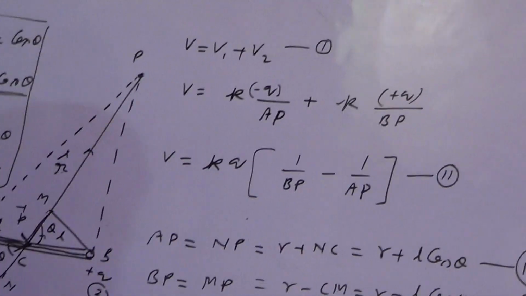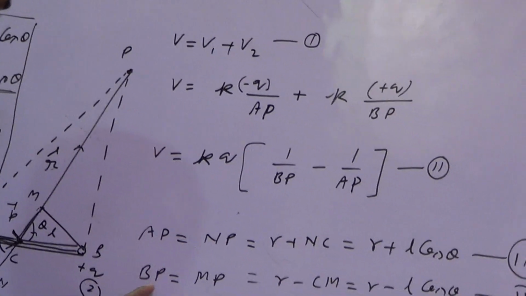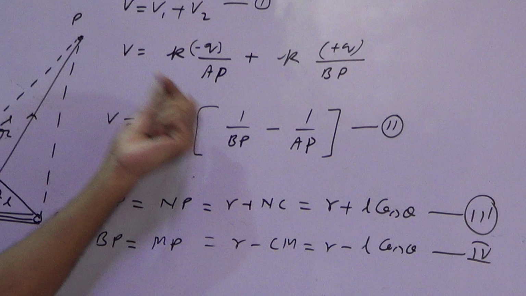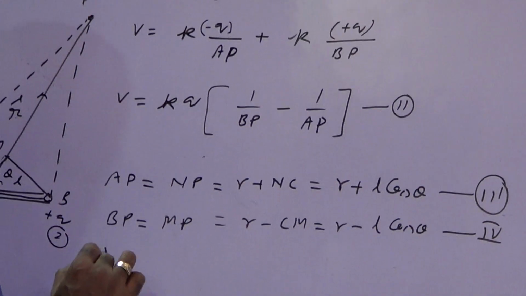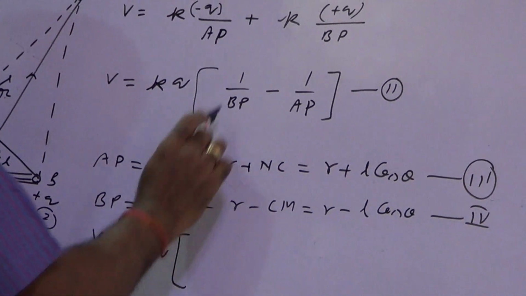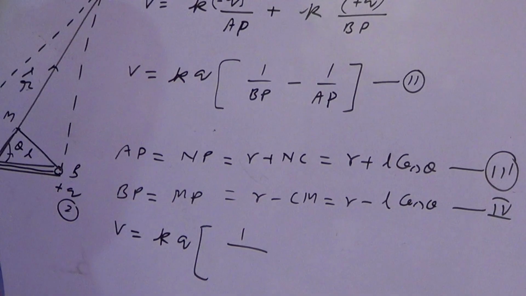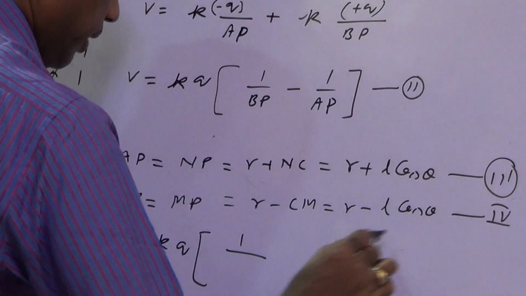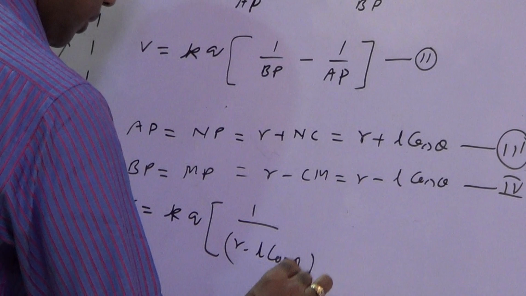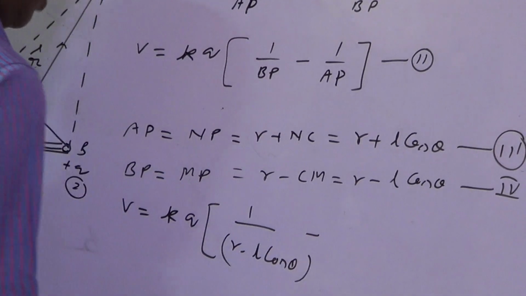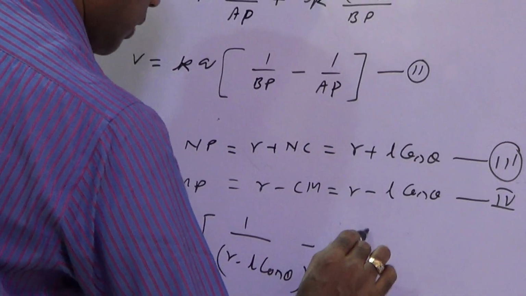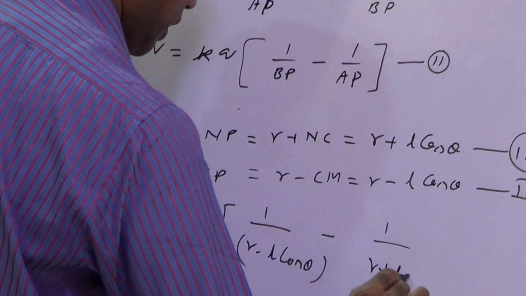Now, substituting the values of AP and BP in equation 2. So potential V equals K into Q in the bracket, 1 by BP. BP equals R minus L cos theta, minus 1 by AP. AP equals R plus L cos theta, so I will write 1 by R plus L cos theta.